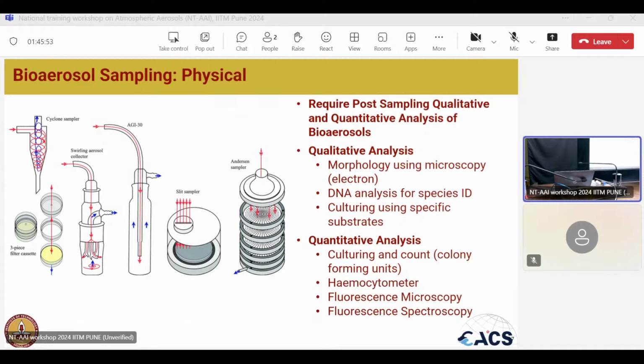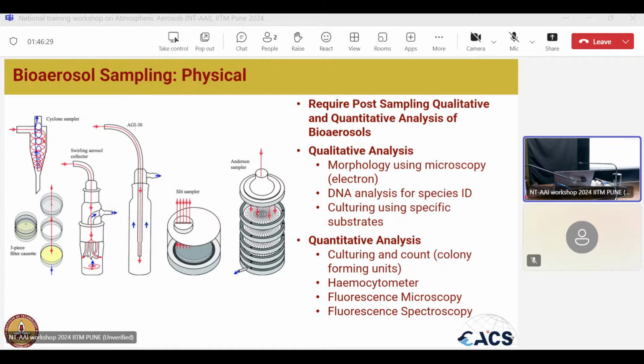You can use the morphology using microscopy, particularly electron microscopy, and I'll show you some of the results associated with that, very interesting stories I'll tell you out of it. The most important thing which we do, and we are very proud of, because we have been successful in developing a protocol where you could actually extract the DNA directly from the filter sample, and then you don't really need to grow them, right? So that's something I would talk about. Culturing using specific substrates, like if you want to target certain specific fungi or bacteria, whatever it is.